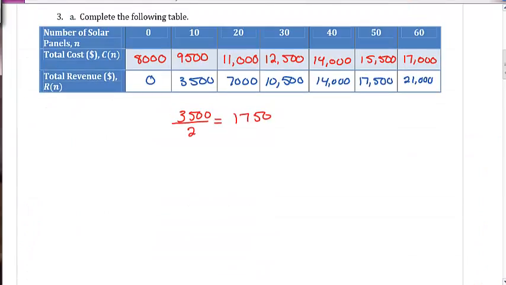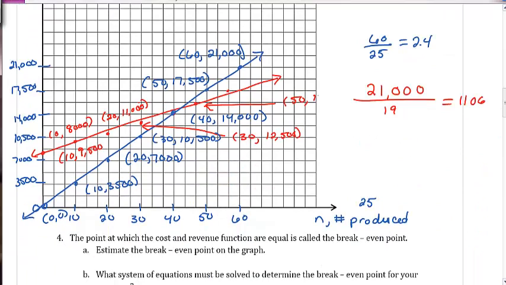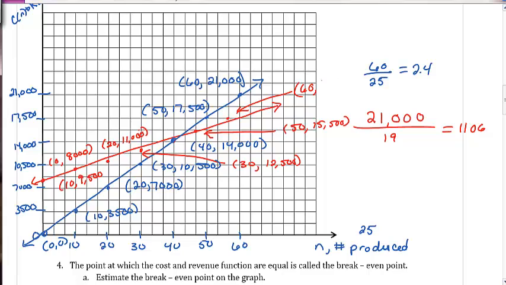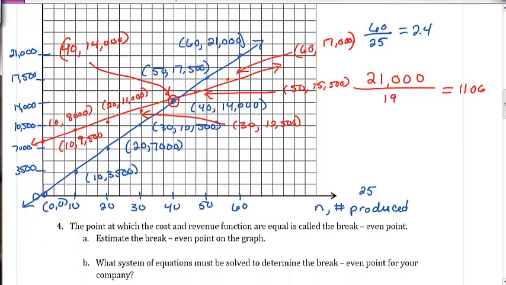Let me go back up and check what the 50 was. 15,500. And here we have 60, 17,000. And then this point was shared. So that was 40, 14,000. All right, so it gets a little bit messy when you're labeling your graph and you have so many data points, but it's nice to have them there so that you can go back and refer to them.